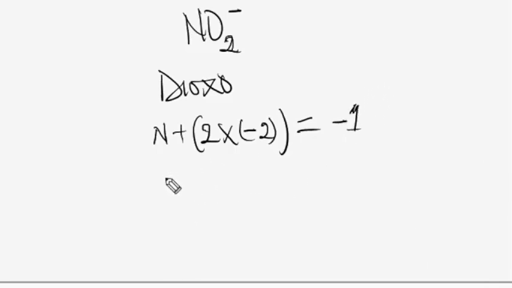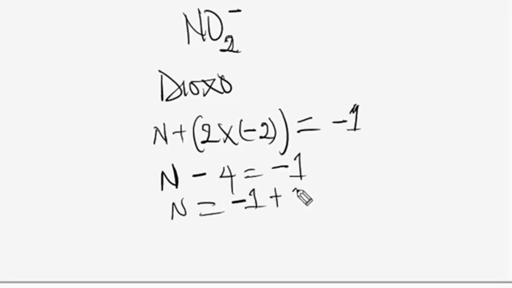So if we have this, the next thing we are going to do is to collect the like terms. But then we are going to multiply out this. So this will give us n minus 4 is equal to -1. So guys, if we collect the like terms here, n is going to be 4 going over to this one will be a positive 4, and that will be negative 1 and a positive 4. So guys, n is going to be 3 here. So that's the oxidation state of this nitrogen with this.